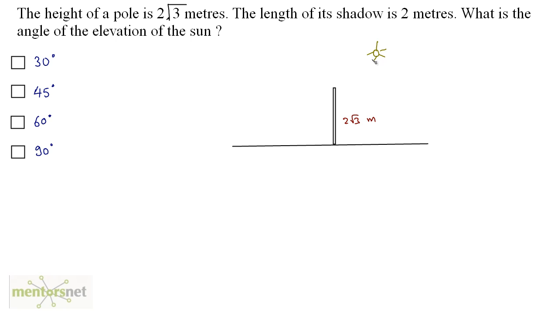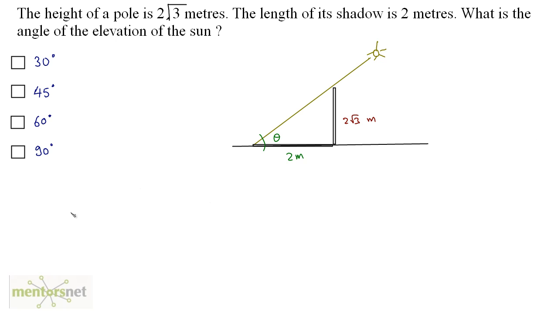So this sun shines its rays like this at a particular angle, which happens to be the angle of elevation of the sun with respect to the ground, isn't it? So this is the shadow, and the length of this shadow is 2 meters, right? And we have been asked what is the angle of elevation that this sun makes.